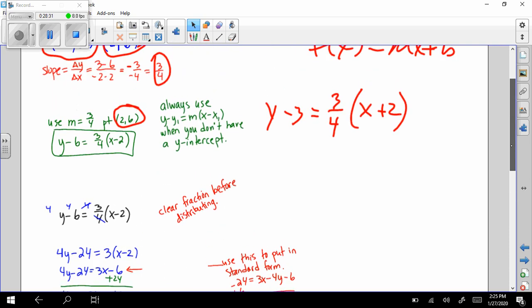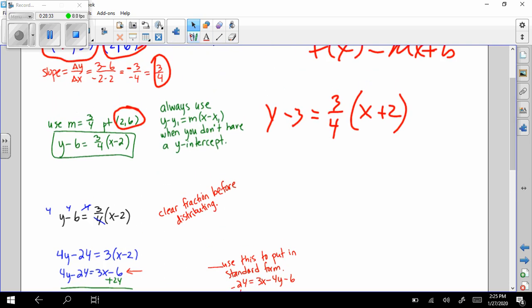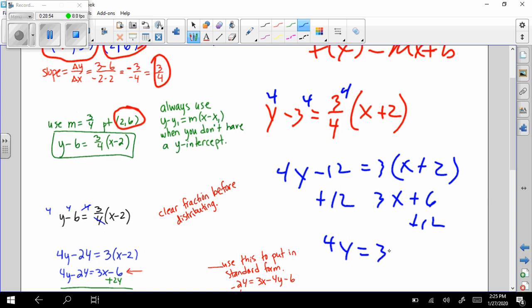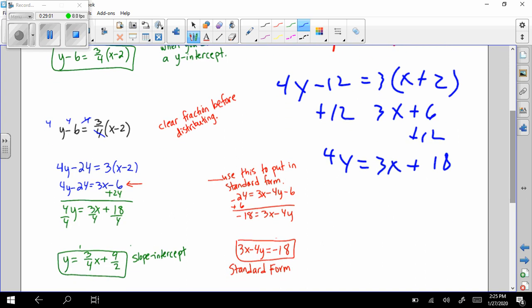Would the same thing have happened if I used the other ordered pair? Over here, we can take a look at that. Multiply by 4, multiply by 4. You get 4y minus 12 equals 3 times x plus 2. 3x plus 6. Add your 12. You get 4y equals 3x plus 18. Are we in the exact same place we were a moment ago? We are. We're in the exact same spot we were.